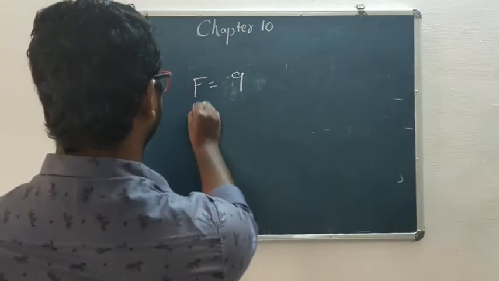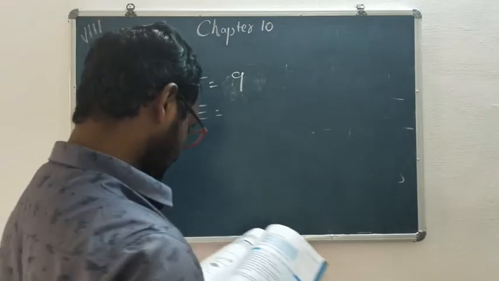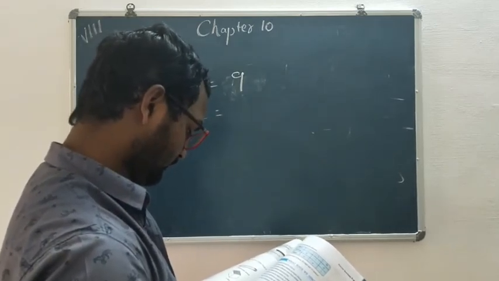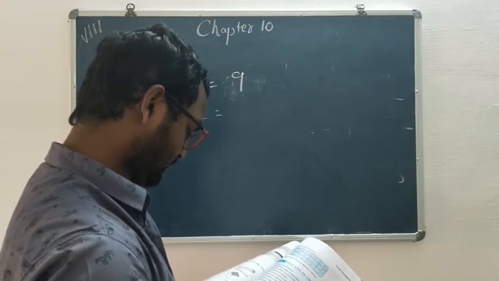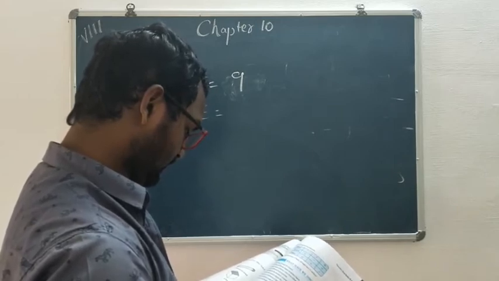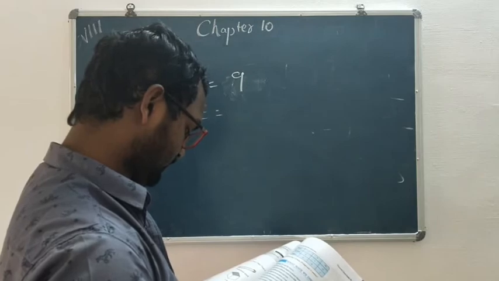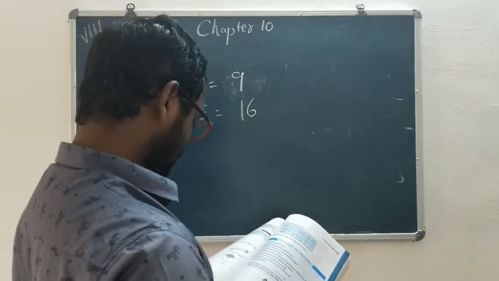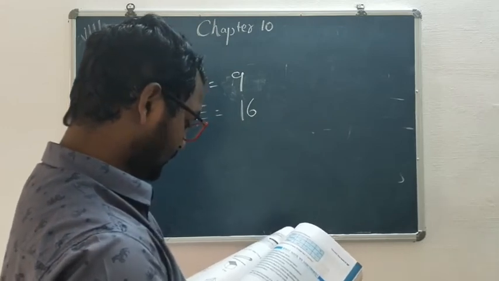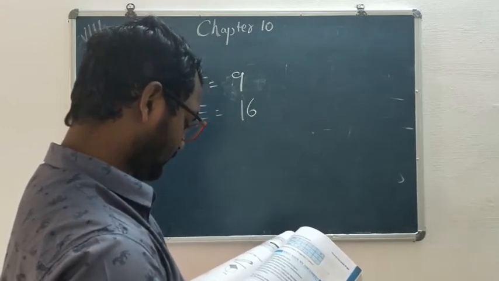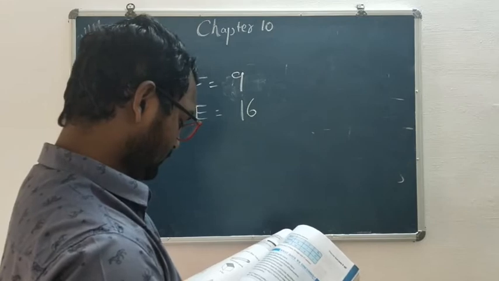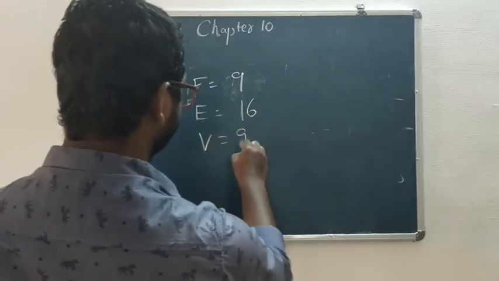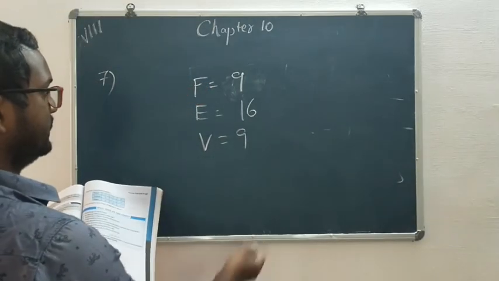Then look at the number of edges. 1, 2, 3, 4, 5, 6, 7, 8, 9, 10, 11, 12, 13, 14, 15, 16. Then look at the number of vertices. 1, 2, 3, 4, 5, 1, 2, 3, 4, 5, 6, 7, 8, 9. Let's put this in the formula and let's see what we are getting.